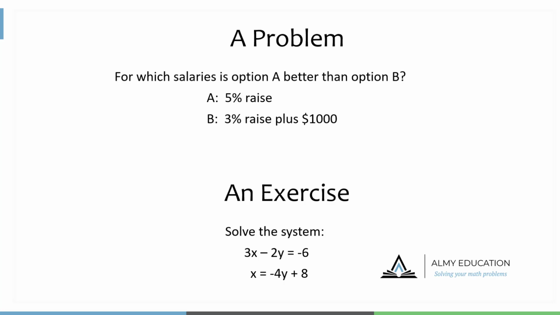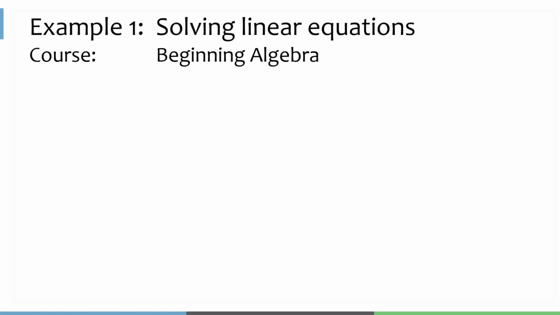So things like, for which salaries is option A better than option B? And you give them two options, a 5% raise or a 3% raise plus $1,000. That's a much more involved problem than the exercise of solve this system. Also, it's a whole lot more motivating and interesting to students. So on a lot of levels, there are bonuses to this. It might seem like extra work at first, but there's a ton of benefits to moving to things that are what I call non-Googleable.